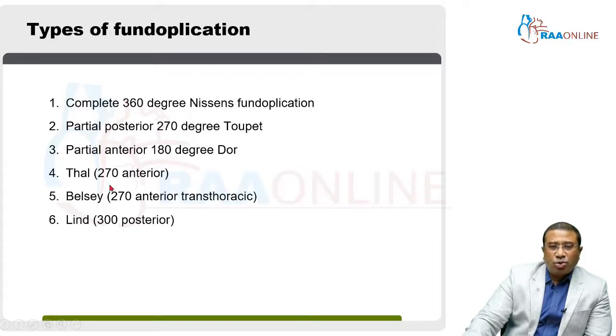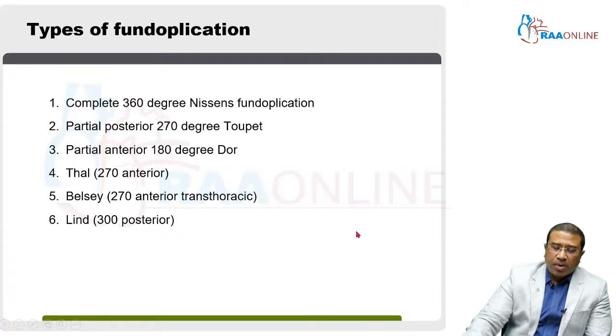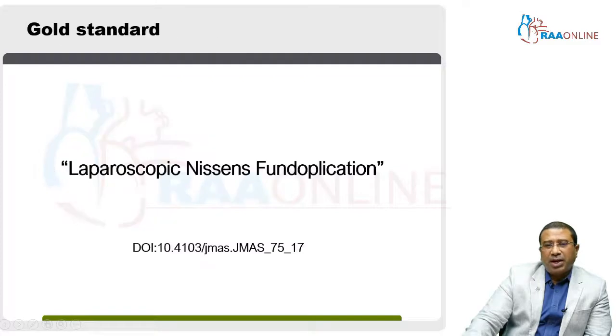You have a Thal 270-degree anterior fundoplication, a Belsey 270 anterior, which is a transthoracic fundoplication, and you have the Lind 300-degree posterior fundoplication. So these are all the different types of fundoplications that are available, and the gold standard, however, is the laparoscopic Nissen's floppy fundoplication.